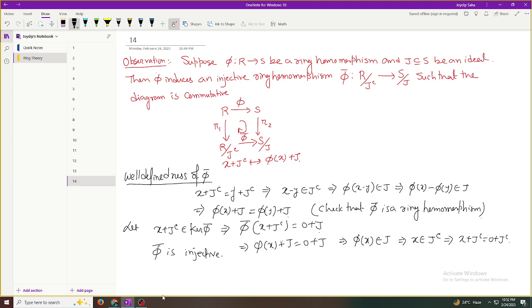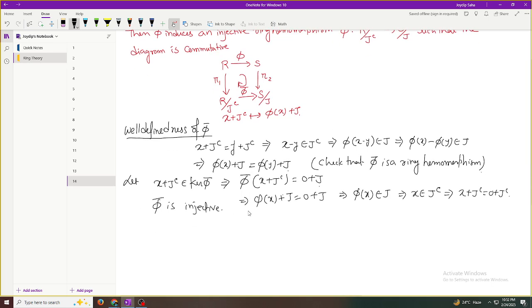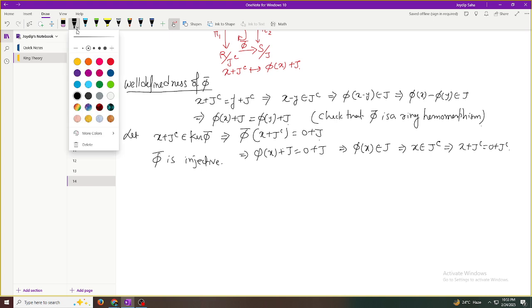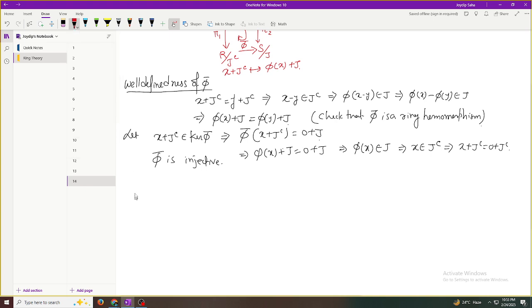So this is one of my observations. And next I will say the Chinese remainder theorem. The Chinese remainder theorem has many applications.